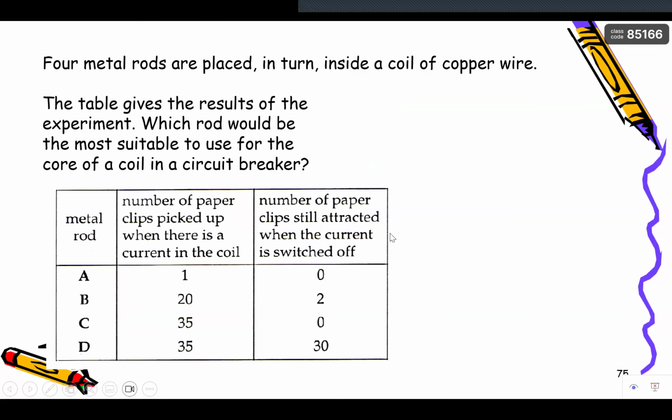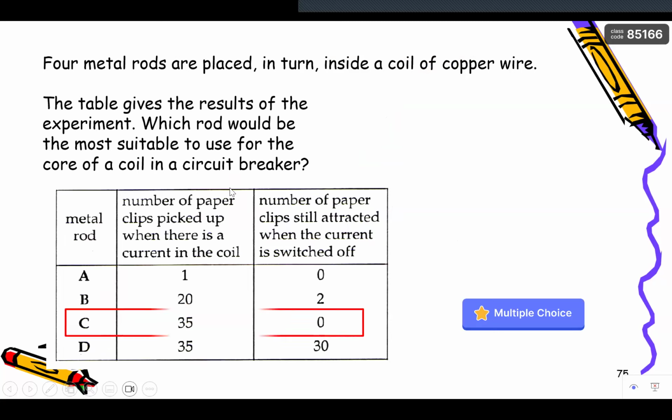Okay, so let's answer a few questions now. You have 4 metal bars placed in turn inside a coil of copper wire. The table gives the results of the experiment. So which rod would be most suitable for use as a core of a coil in a circuit breaker?